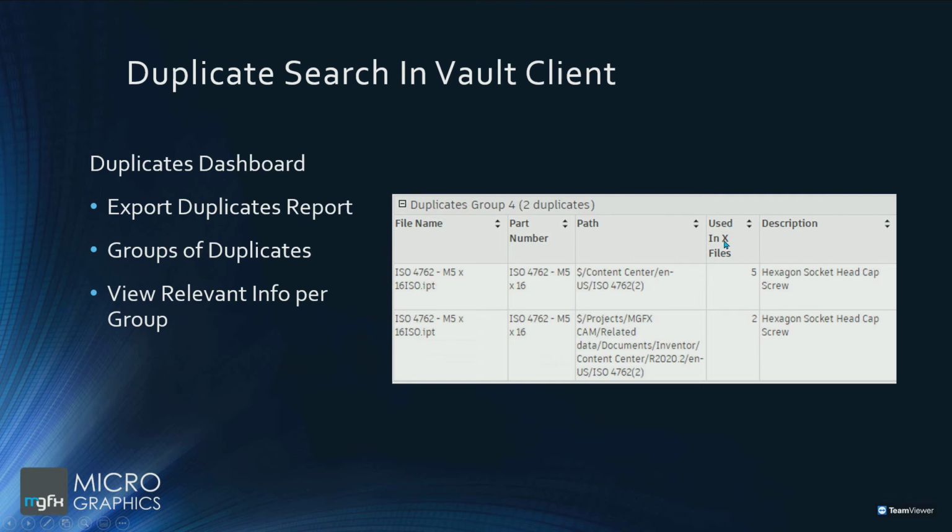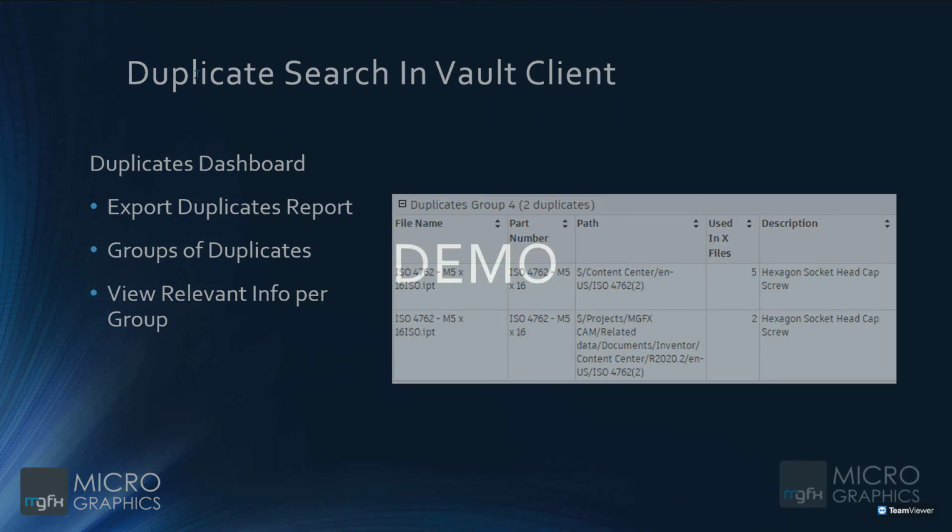And we can actually see here as well, used in X files. So we can actually see which of those duplicates is used more. And as expected, the Content Center duplicate is used more times than the duplicate within that specific NGFX CAM folder. So this can also aid you in deciding which duplicates to keep and which duplicates to remove.